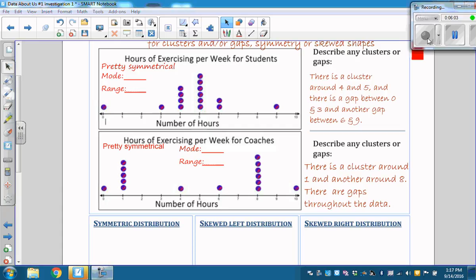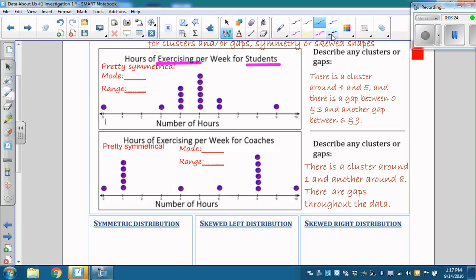Okay, so John, talk to me about the title of the first box. What's this about? The first one? Yeah, so what is this? Hours of exercise per week for students. Yeah, so we're talking about exercise for students now, weekly exercise. And what's the mode here? 5. 5 hours, that's correct.